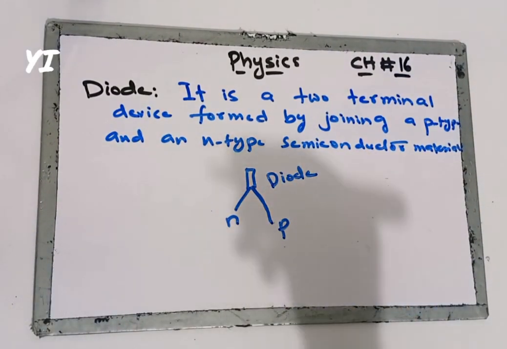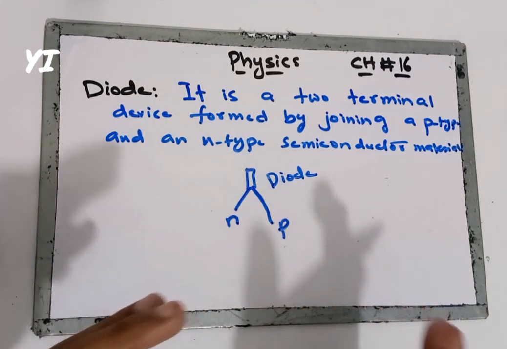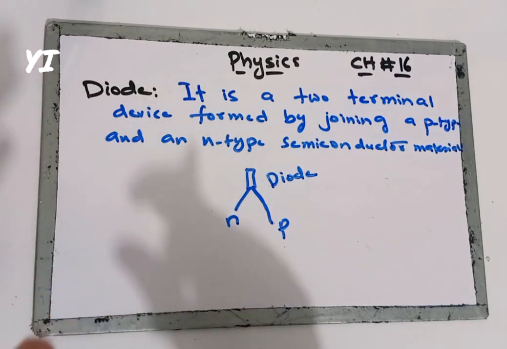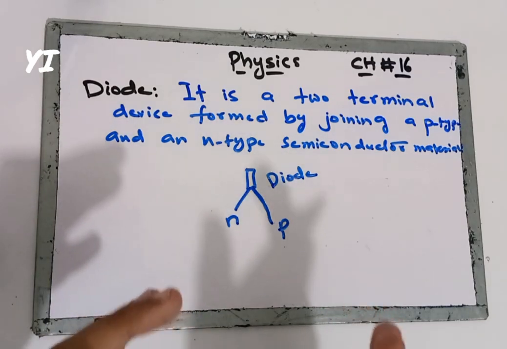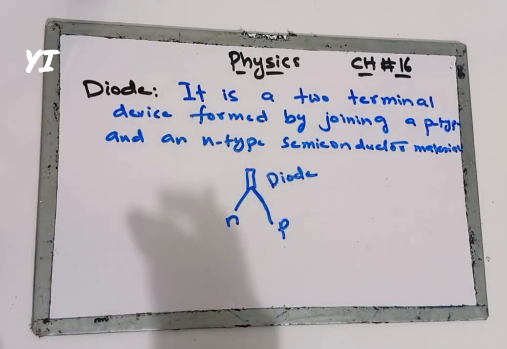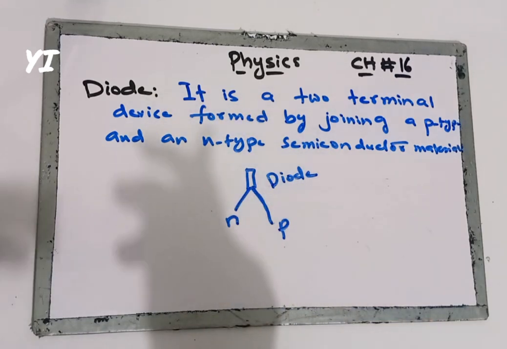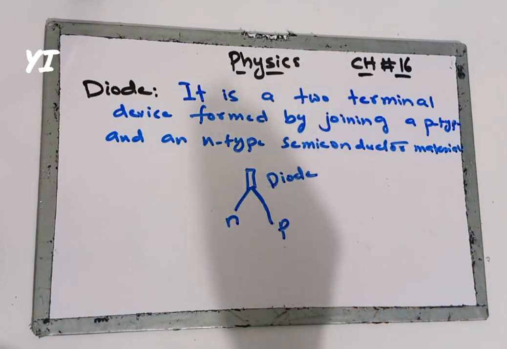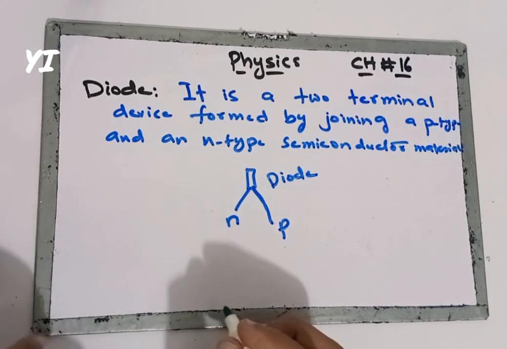As we have discussed in our earlier classes, what is a p-type device and what is an n-type device, how we'll make n-type semiconductor, how we'll make p-type semiconductor. For that you have to see my previous lecture. So now we have discussed that a diode is a two-terminal device that is formed by joining a p-type and an n-type semiconductor material, and it only permits the flow of electrons in one direction.